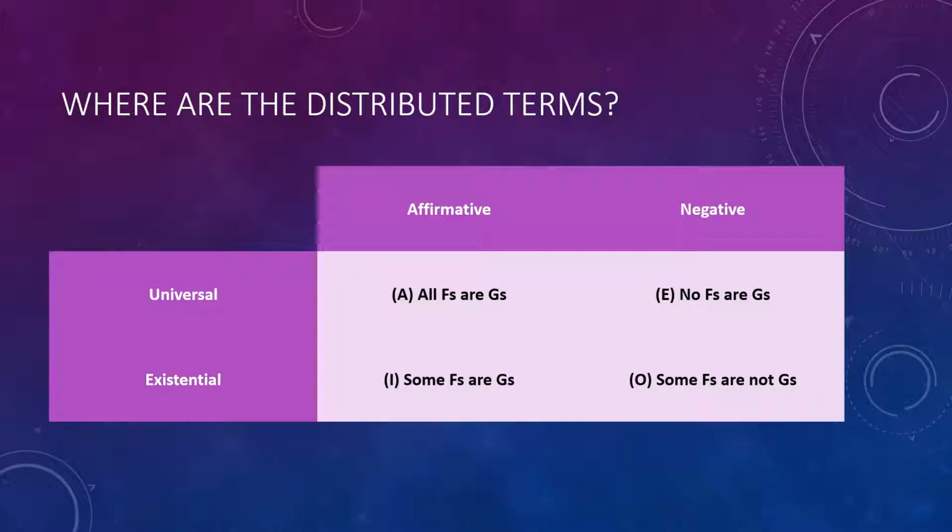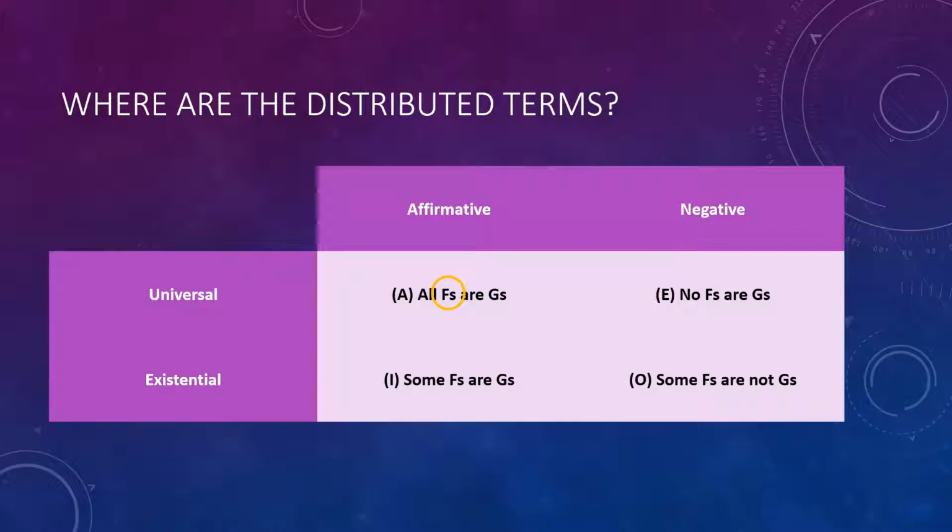Our affirmative universal generalization in the upper left corner, all F's are G's, will always have a distributed term in the subject, just like the generalization, all cows are grass eaters. Let's move through the other three categorical forms and see where the distributed terms are. So if we move to the right on the upper row, our E sentence, no F's are G's, we need to know which of those terms is distributed.